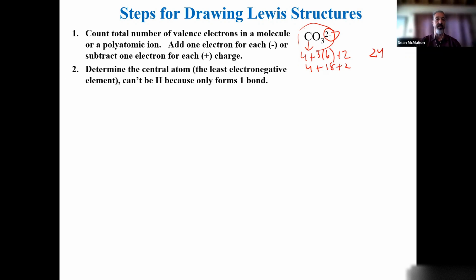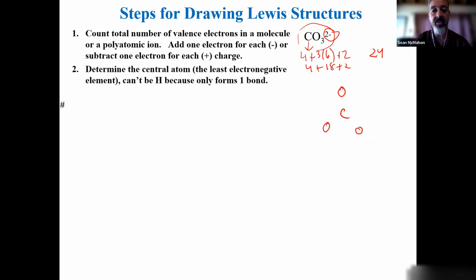So I did step 1. Step 2, determine the central atom. Carbon is the least electronegative element. I'm going to be talking about electronegativity in today's lecture. Basically, carbon is more metallic. You're more electronegative if you're more non-metallish, not that that's proper, but you're less electronegative if you're more metallic. So carbon is more metallic. Again, hydrogen can never be a central atom, but we're going to have carbon as a central atom, and I know that I'm going to have oxygens on the outer atoms.